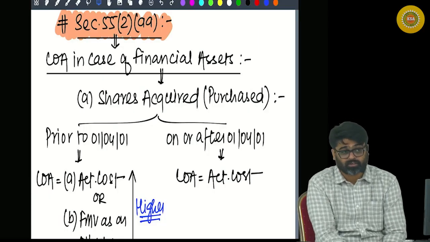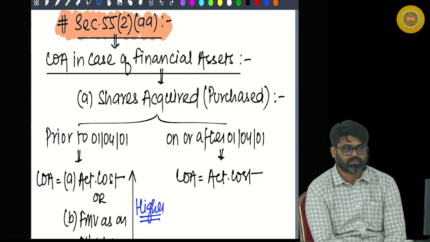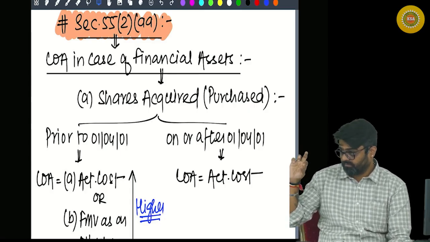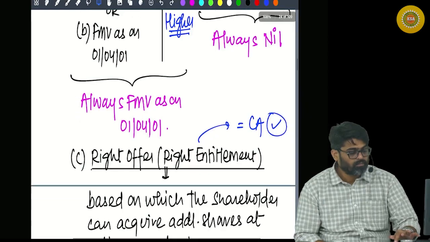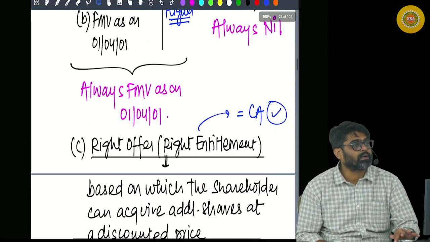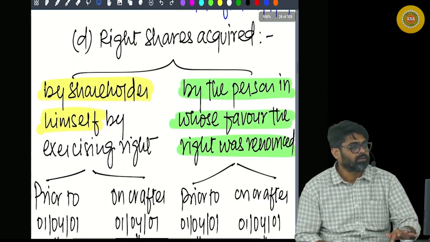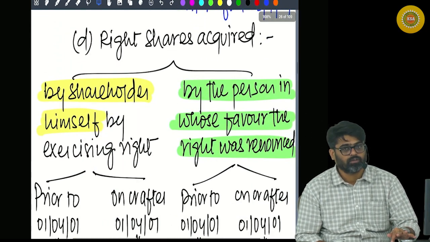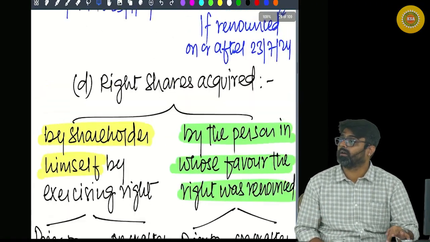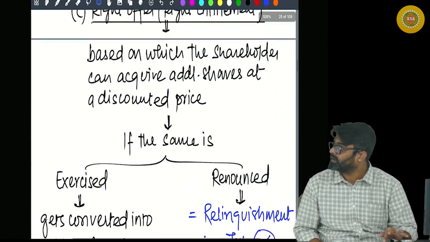Shares. Shares acquired means purchased. Now based on these shares which you have purchased, you get bonus shares. You get the right to acquire right shares, which you exercise, then you get right shares. So first of all, to get the right shares, you should first get the right.